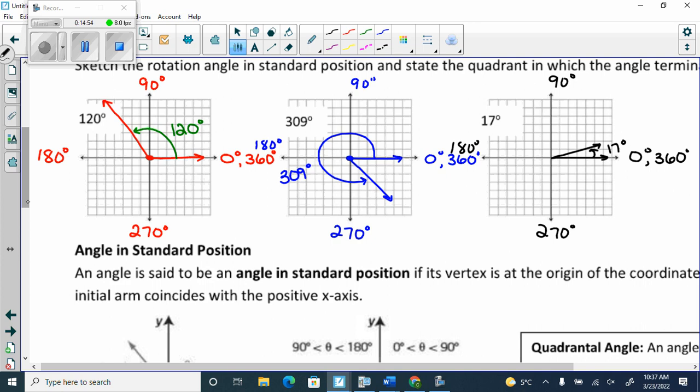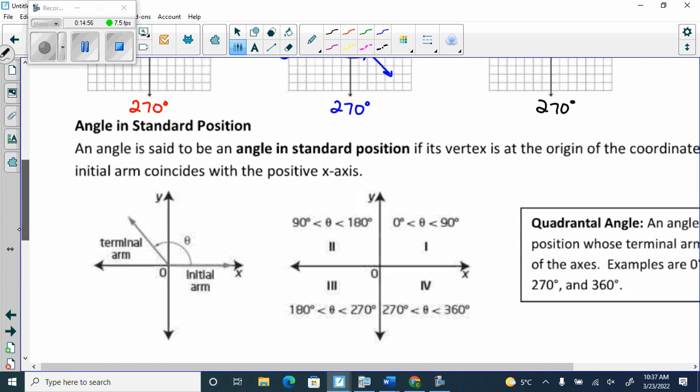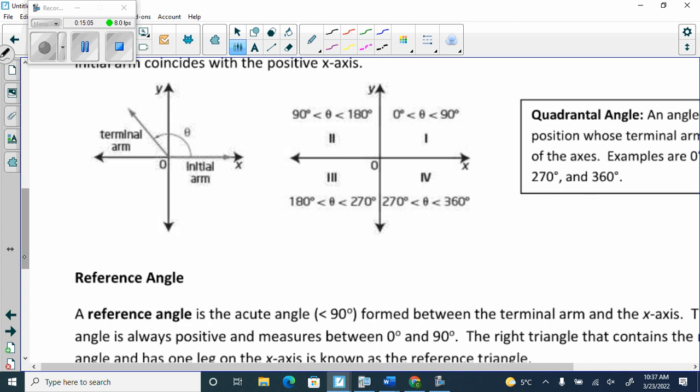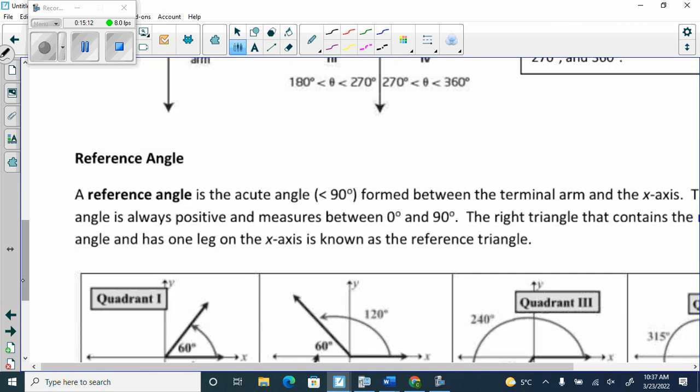Okay. Angle in standard position. An angle is said to be an angle in standard position if its vertex is in the origin of the coordinates and the initial arm coincides with the positive x-axis. We've talked about this. Okay? We talked about 0 to 90, 90 to 180, 180 to 270, 270 to 360, where they're found. Now we're going to talk about reference angles.